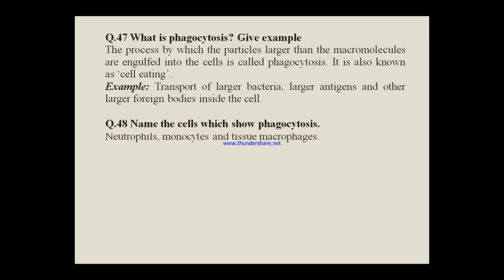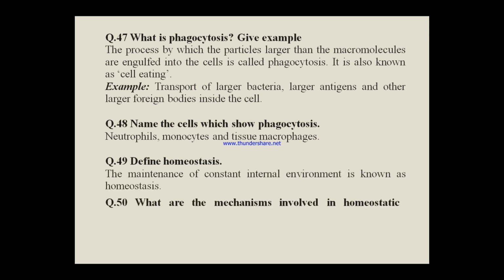Can you name the cells which show phagocytosis? Of course, the cells are neutrophils, monocytes, and tissue macrophages. How do we define homeostasis? So the maintenance of constant internal environment is known as homeostasis.